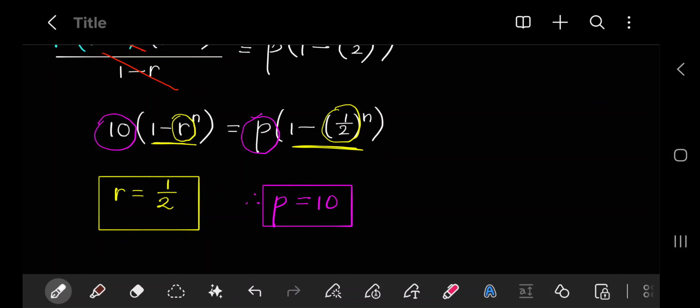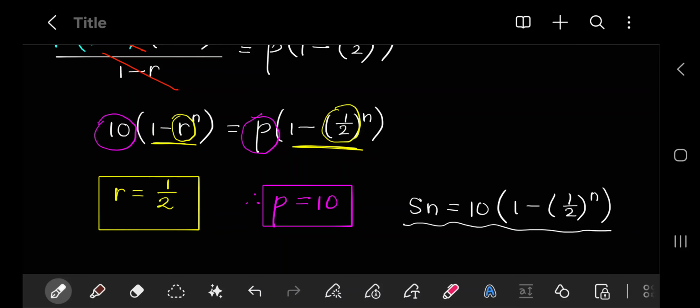And also, not necessary for you to write this down, but one thing that we do realize now is that the Sn formula which they gave us, p into the bracket, would actually be 10 into 1 minus a half to the power n. And I'm just putting this here for future reference if we need to calculate the sum of any terms.